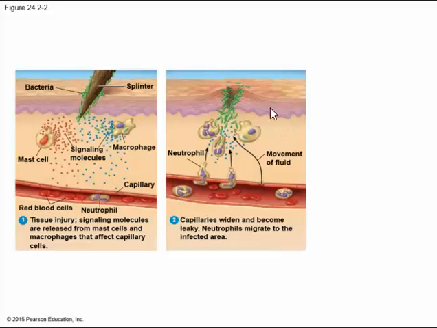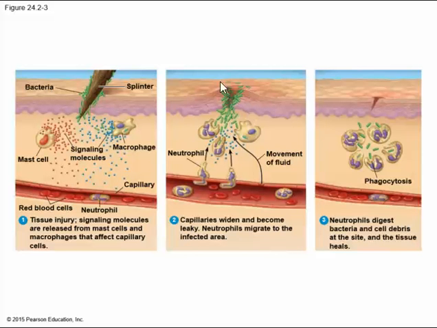And when that happens, the molecules that are released attract other white blood cells, such as neutrophils. Also, because the vessels are leaky, interstitial fluid rushes in. Now, the neutrophils digest the bacteria and all the garbage cell debris at the site, and that speeds up the healing response.